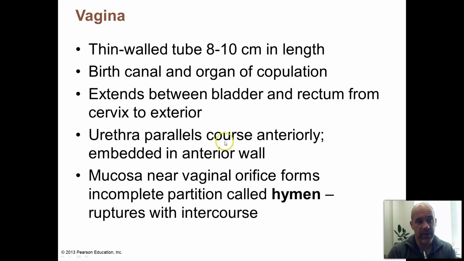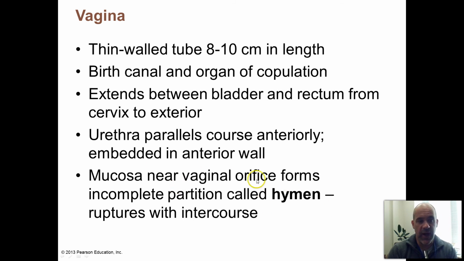The urethra is anterior for female. If you think about a female standing up in anatomical position, the urethra is anterior. And it's also actually embedded into the anterior wall of the vagina. These structures are linked together.